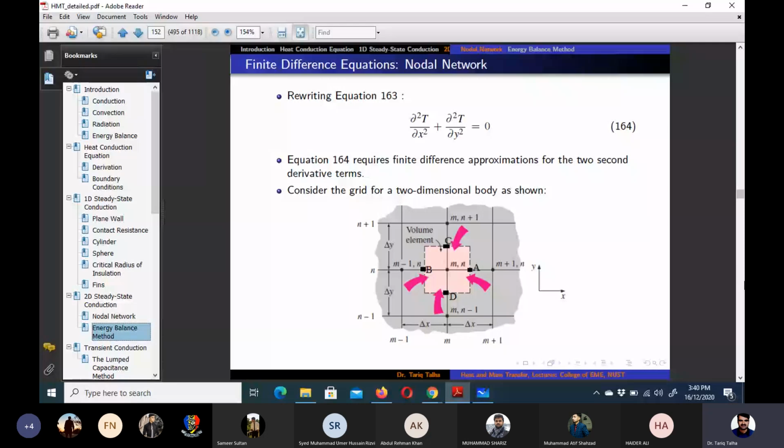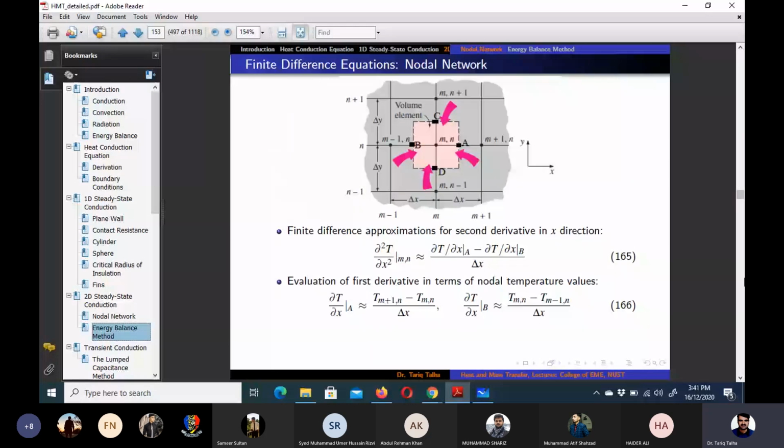So in the last class, we discussed about two methods. One was finite difference method. In that we discussed about nodal network, that how can we discretize the equation by using the finite difference approximations. So we did that.